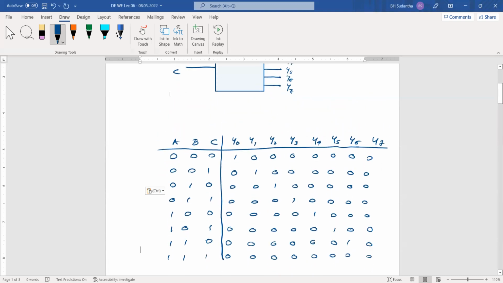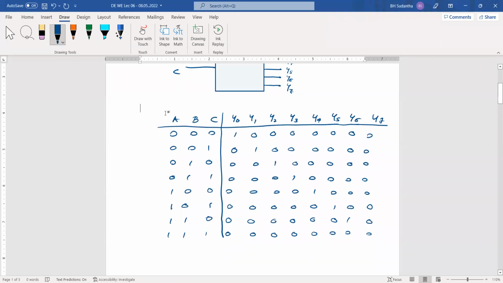You can see that for each and every input combination, one output line will be one at a time, like this. Okay. Here, this should be one.